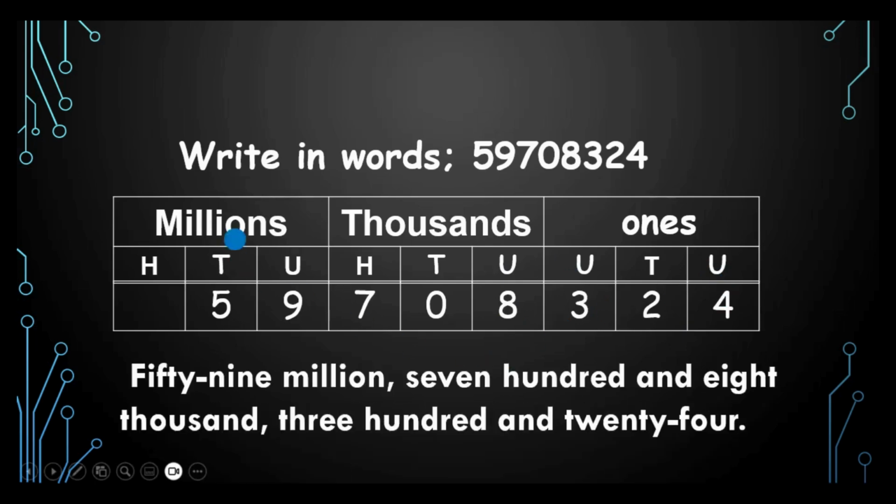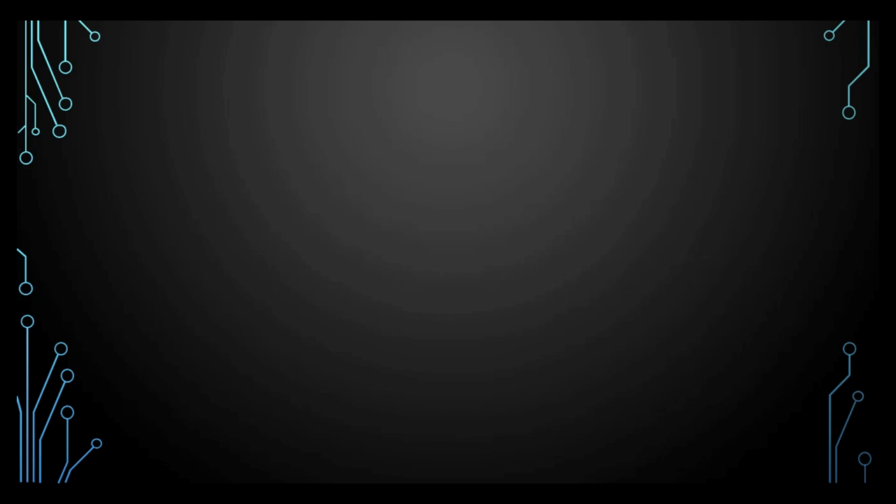So each of the place values will end with a comma. 59 million, you put a comma. 708,000, you put a comma. And 324, then you put your period, which is a full stop. Right. So let's look at another way to do this.